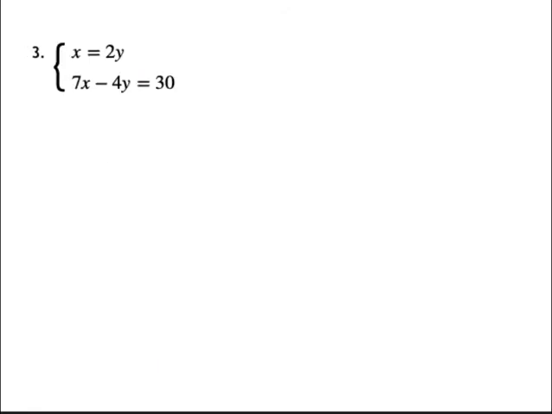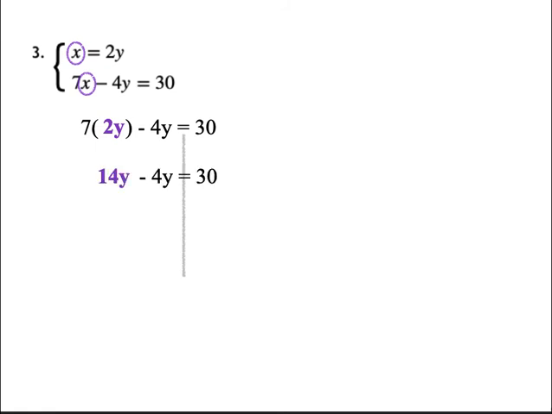Question 3. For this problem, which variable would you circle because it's by itself? So we can plug in for x in the second equation. Go ahead and finish solving for y. This time you don't really have a long equation plugged in, so you're not distributing, you're just doing 7 times 2y. And then you've got like terms, 14y minus 4y is 10y, so y must equal 3.